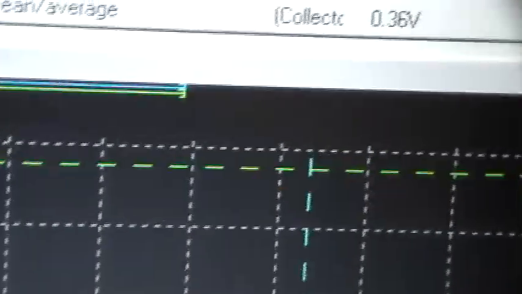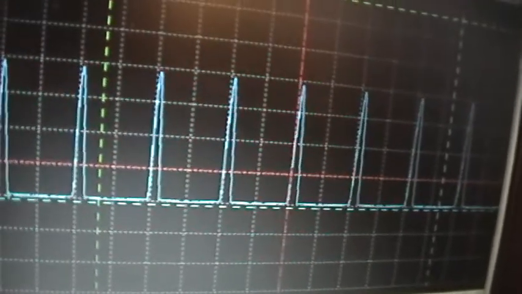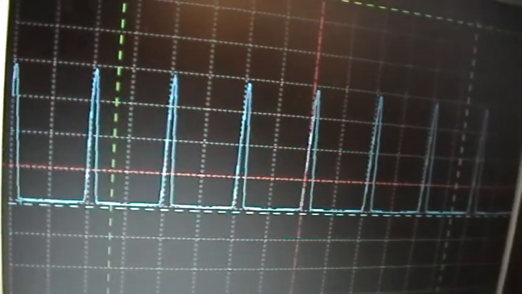So let's see if we can catch that. So that audio is the RF signal from this little Joule thief as I switch in and out that capacitor.